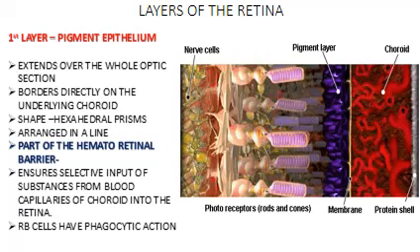This forms a barrier, known as the hematoretinal barrier. Why does it act as a barrier? Because it only ensures certain selective input of substances from the blood capillaries of the choroid into the retina. This retinal pigment epithelium also has phagocytic action. So the RPE cells have phagocytic action.